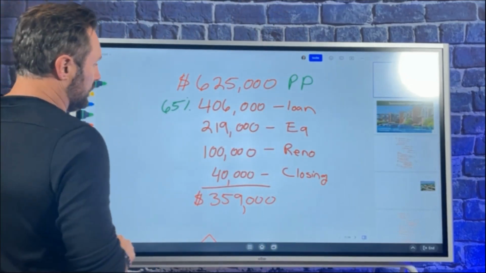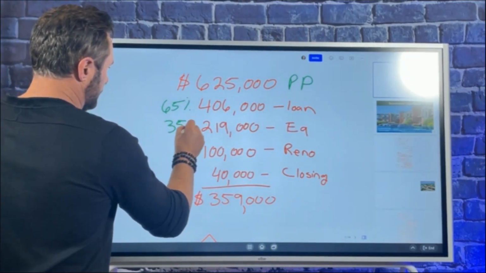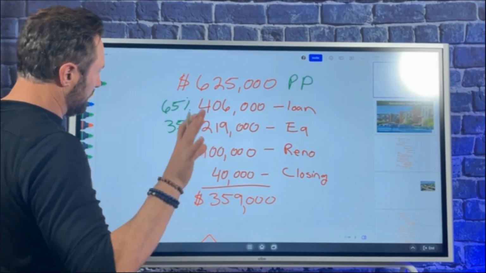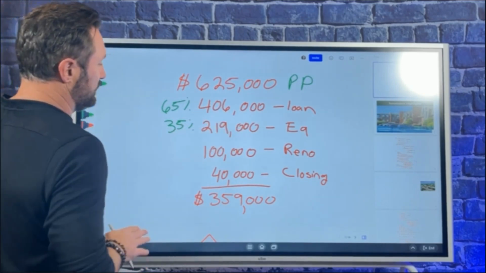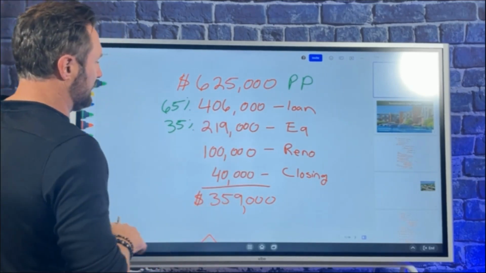Now, the equity in the deal, 35%, $219,000. Now, I know what you're probably saying, Justin, I don't have $219,000. Totally get it. We'll get into that in just a minute.